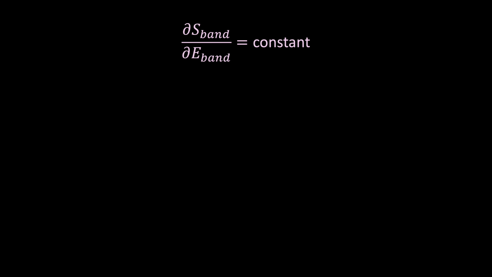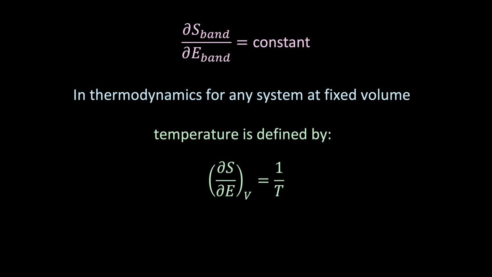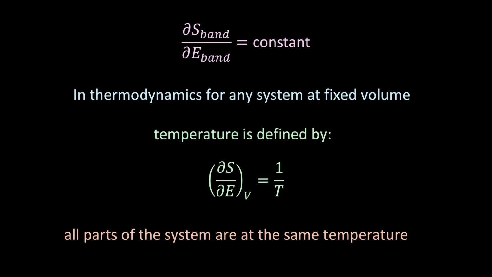Now, notice something important. This quantity that we've just been forced to equalize across bands, dS/dE, is not unfamiliar. In thermodynamics, for any system at fixed volume, the temperature is defined by the rate of change of entropy with respect to energy, according to the relation dS/dE, with V held constant, is equal to 1/T. So the condition we've derived has a clear physical meaning. It's simply the statement that all parts of the system are at the same temperature.